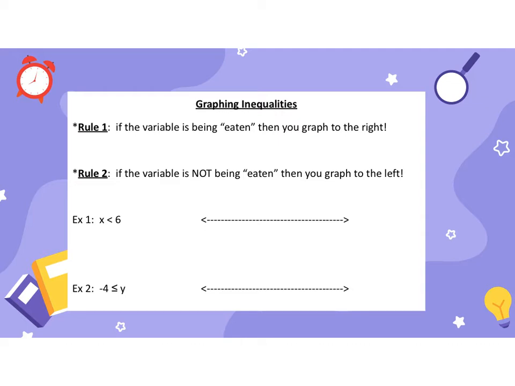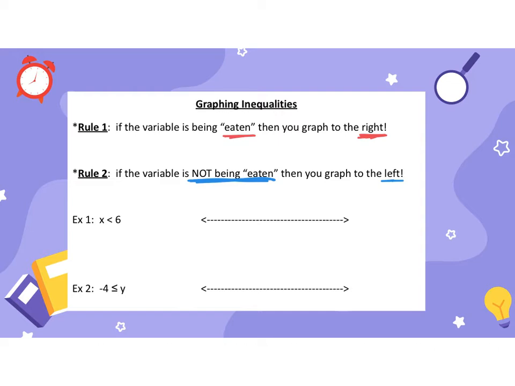We then have our rules. These are the same rules as last time. Okay, if the variable is being eaten, you graph to the right. If it is not being eaten, if it's being pointed at, then you're going to graph to the left. Think less than left again, but the variables have to be on the left for it to work that way.